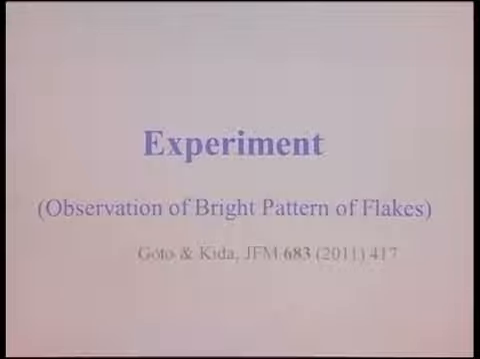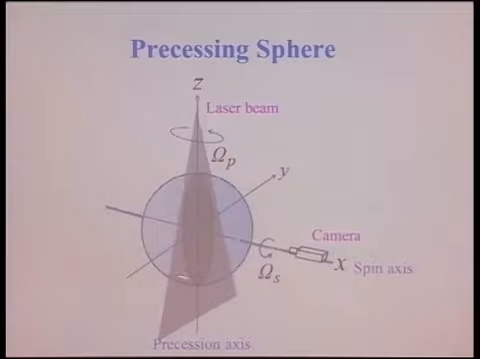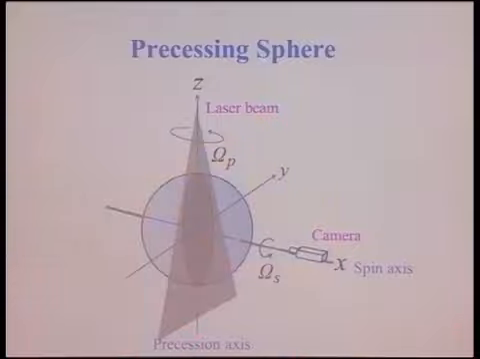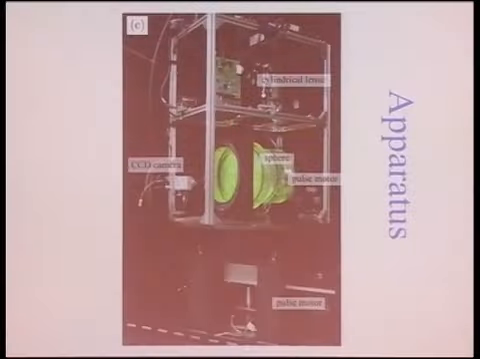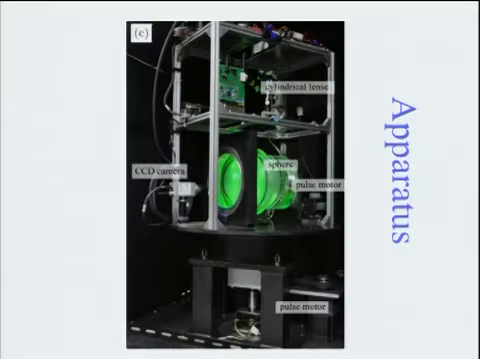Now I show the experiment. So here is a sphere. We shoot the light from the top, and we see from the spin axis the pattern on this. This is the apparatus, a turntable, 2 meters or so. This sphere, data shot from top.